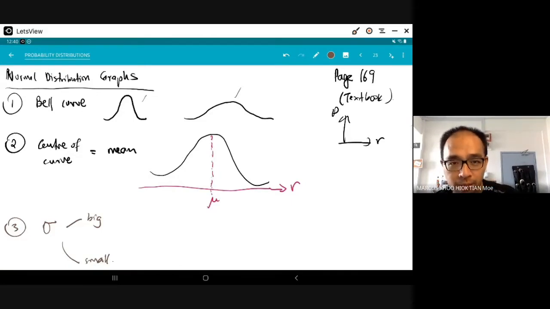Betul-betul semua orang mengharap Yong. Okay, so this one is big standard deviation. Okay, manakala this one is small standard deviation.